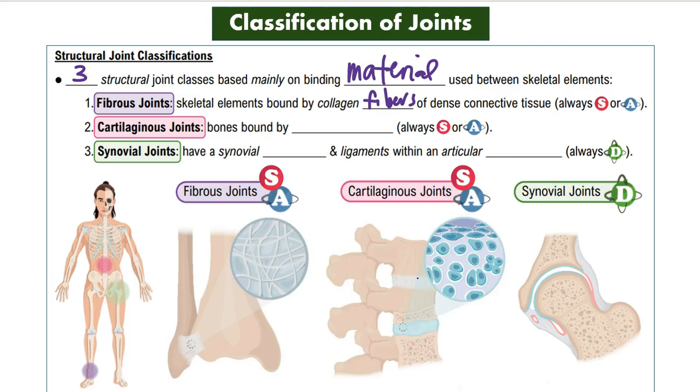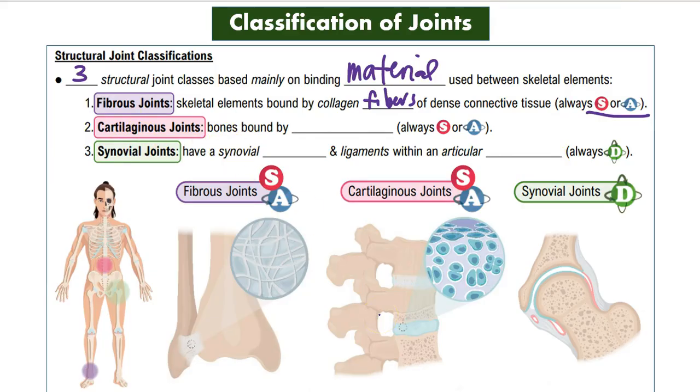So I know they say dense connective tissue in general, but it's going to be way better to have dense irregular connective tissue, because that means you have multiple ways that you're stabilizing that particular joint, just by having multiple directions or having no particular pattern to that connective tissue. And they're always going to be synarthrosis or amphiarthrosis, meaning no movement or a little movement. Now let's go ahead and get into cartilaginous joints.